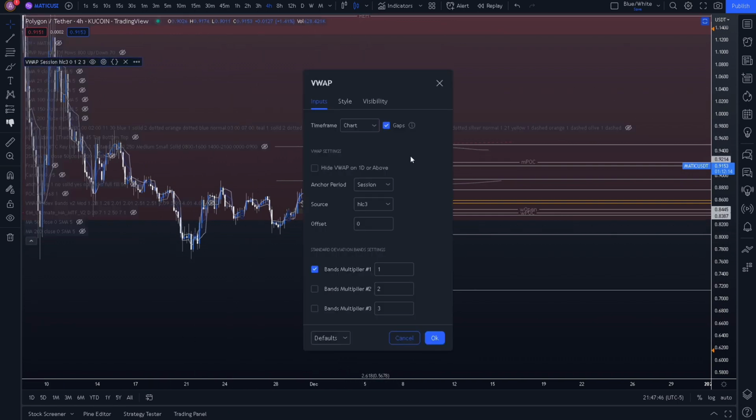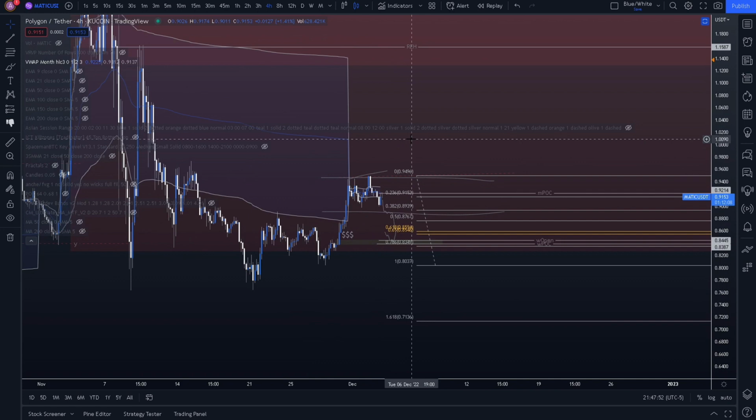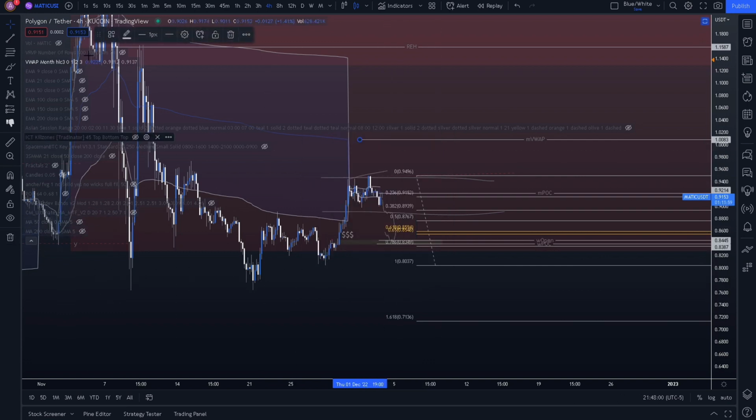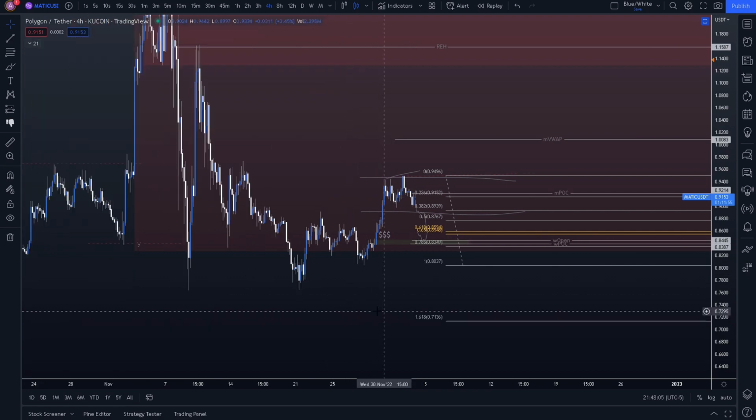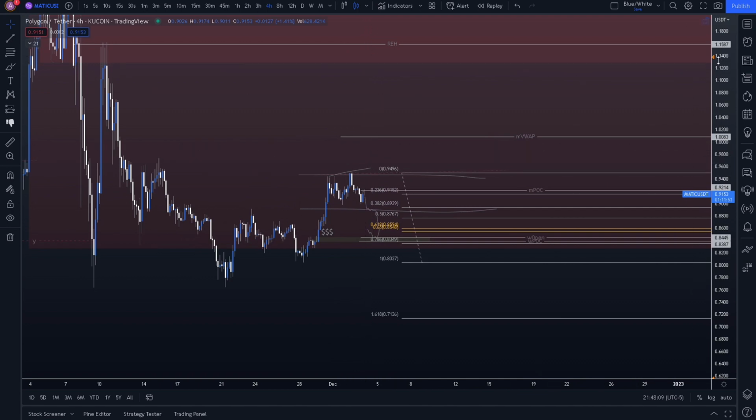Then I'm going to check VWAP also on the monthly. So the monthly VWAP is actually above, over here. So I'm going to mark that, and get rid of this indicator. So yeah, in the short term, we're looking relatively bullish here.